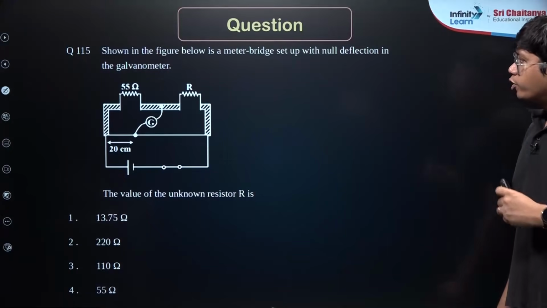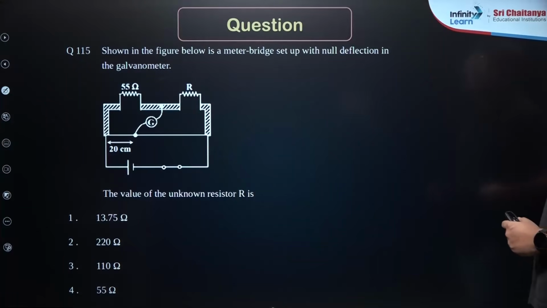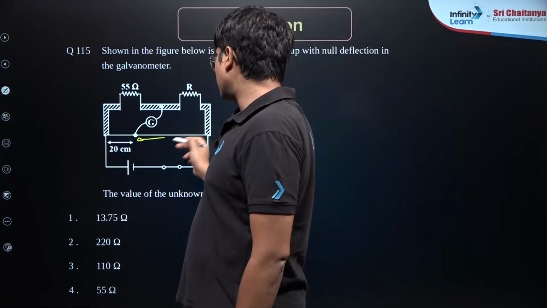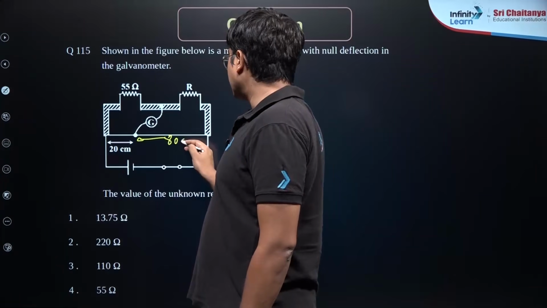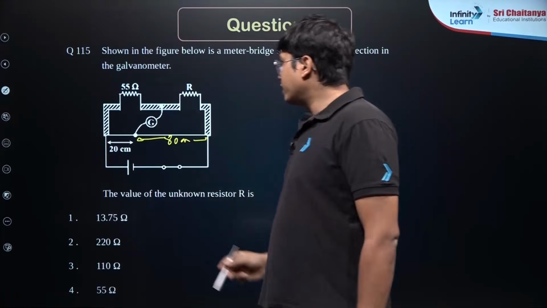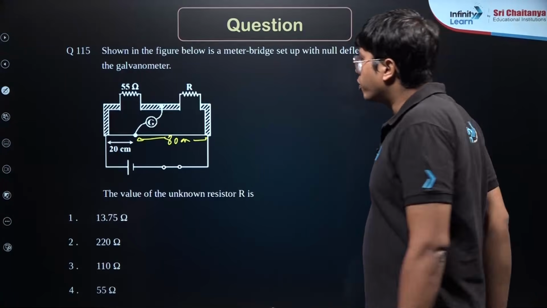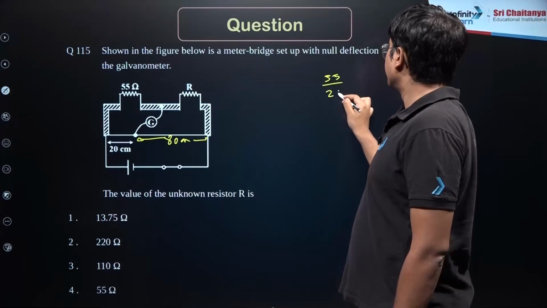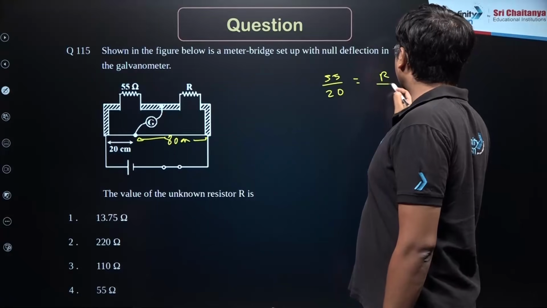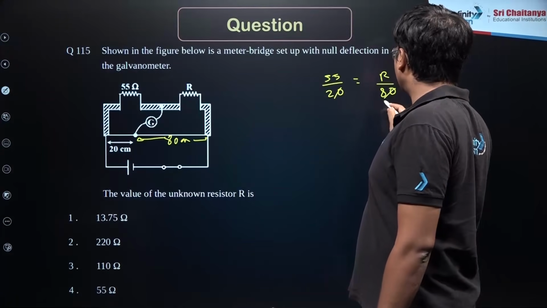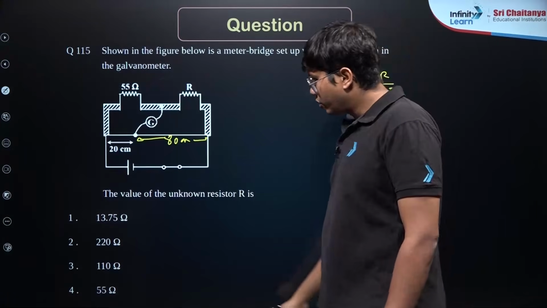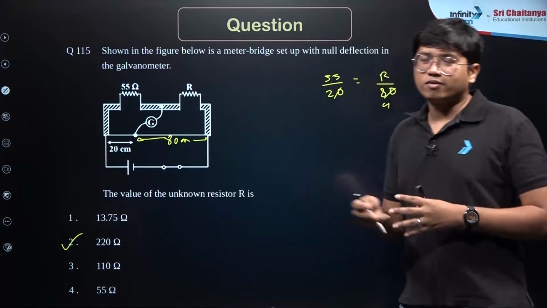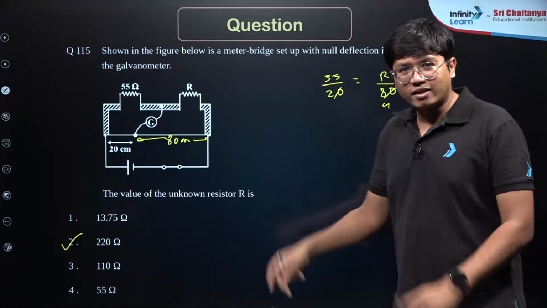This one says, shown in the figure below is a meter bridge setup with null deflection in the galvanometer. If it is showing null deflection, you can go with the formula if you need. This is like 80 centimeter. Just think about it from a Wheatstone bridge point of view. Basically 55 by 20 would be R divided by 80, right? There you have it. Goes with the 4, cross multiplying and you get 220. If you apply L by X by L minus X and all of that, you can do that. Same thing here.